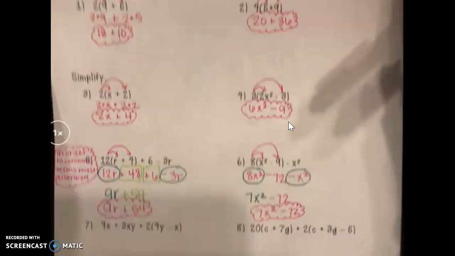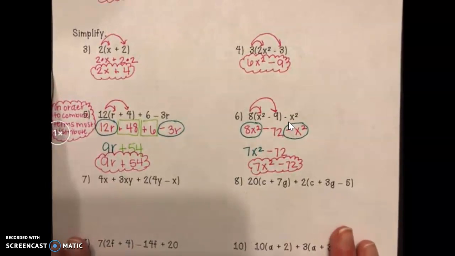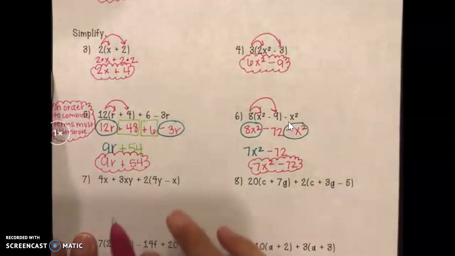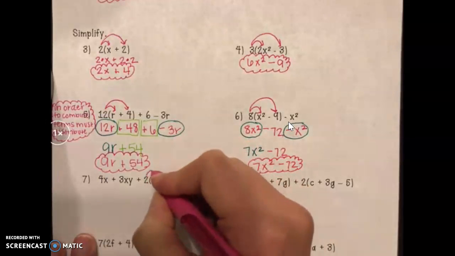Okay. Moving on to 7 and 8. All right, so for number 7, again, I see that I could combine some stuff, but I can't do it yet because I haven't distributed, so we need to distribute first.